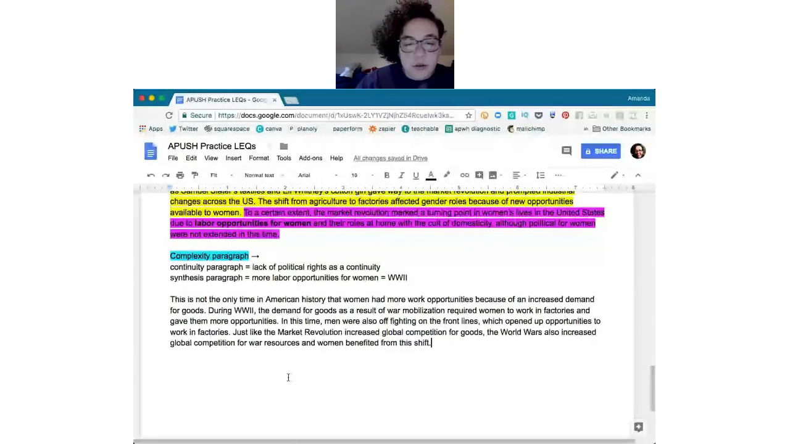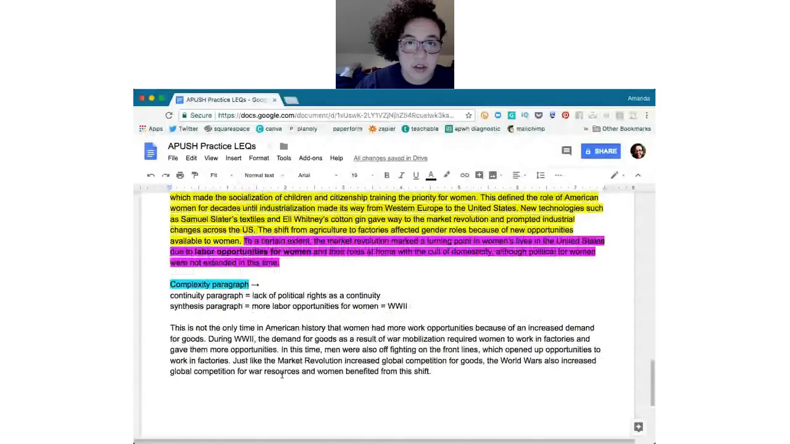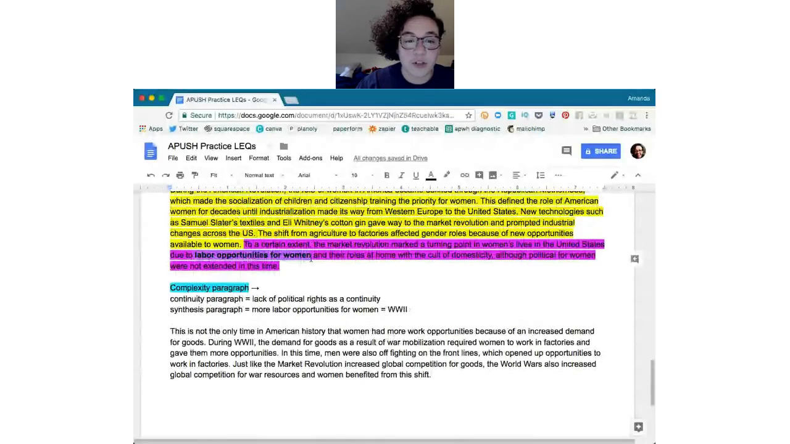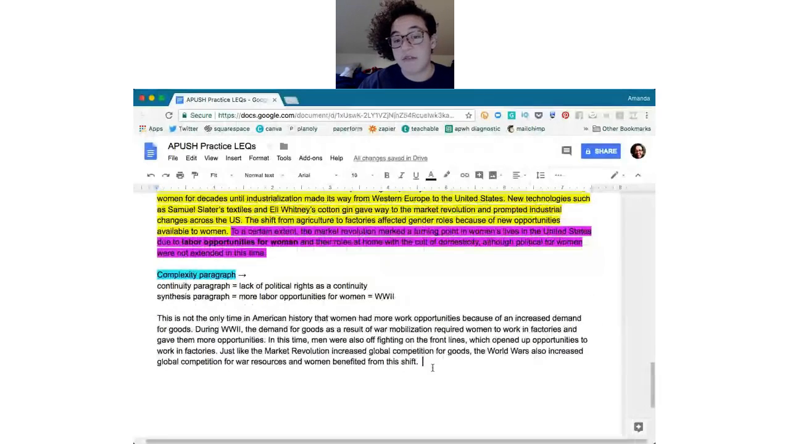So, okay, synthesis is not always perfect, but I think you can see what we're doing, right? We're choosing one of the things that we're arguing, and we're just going to show how that happened in another time or another place. You could even use outside of the US. You don't have to even talk about the US in this paragraph.